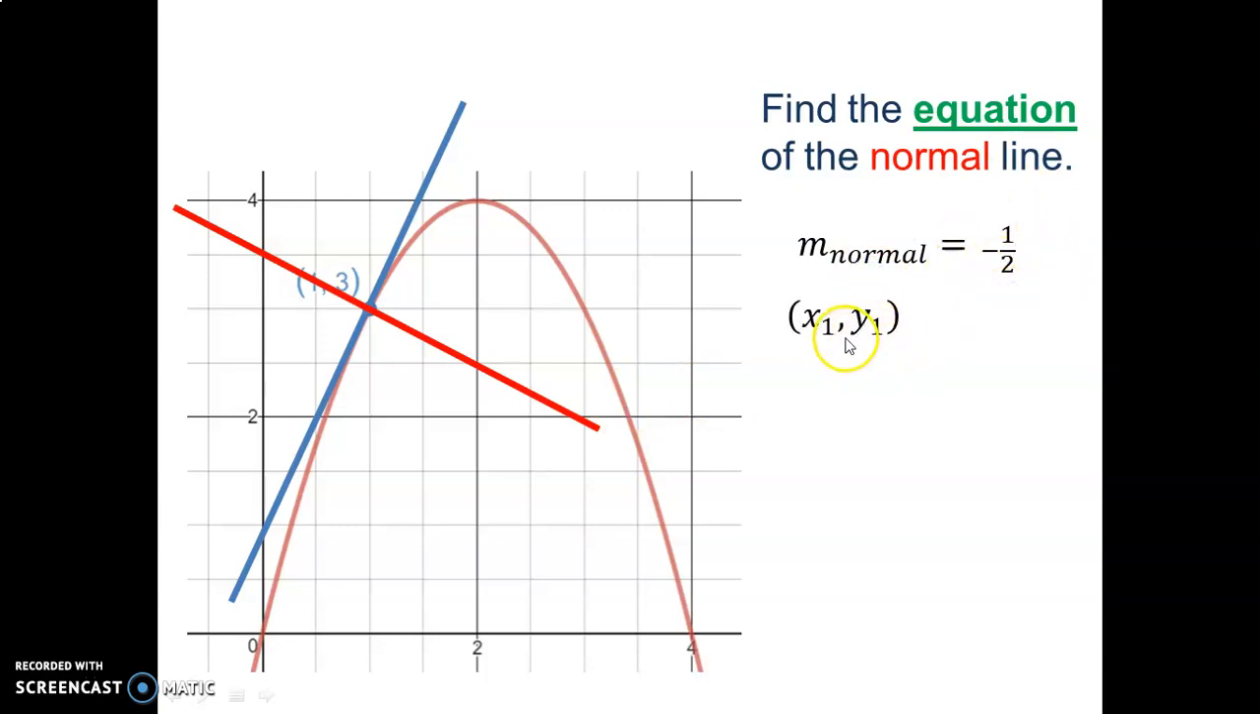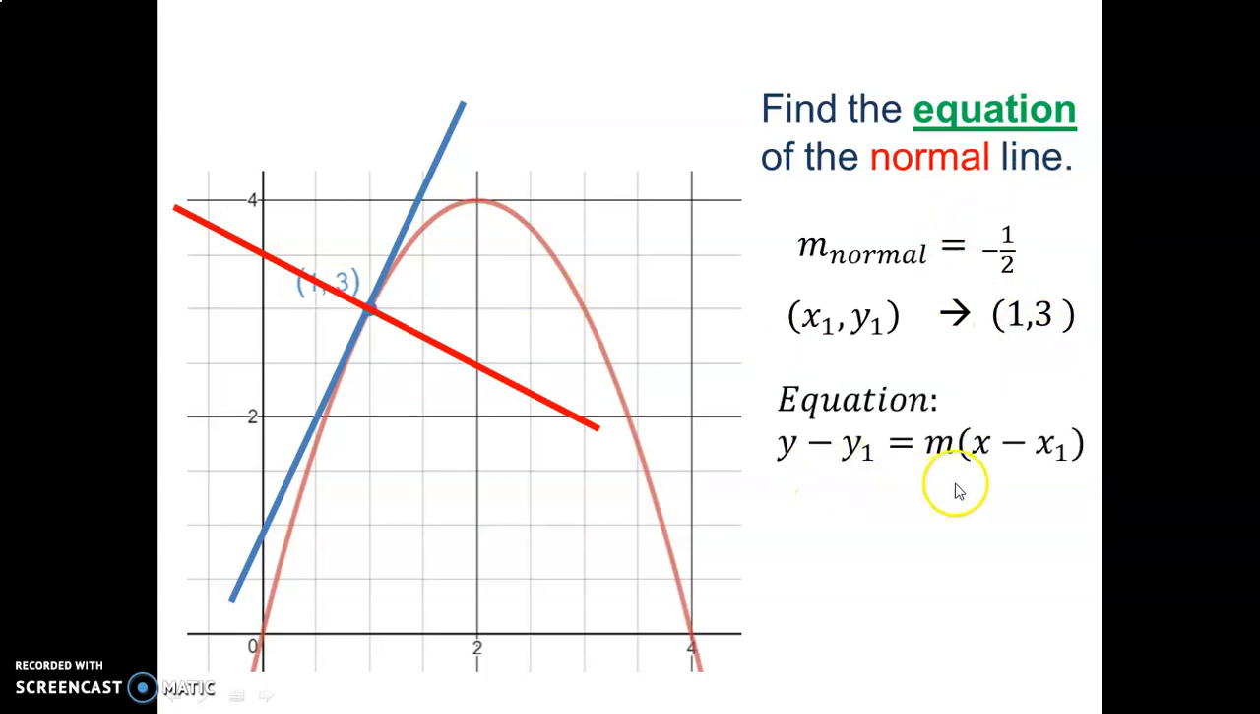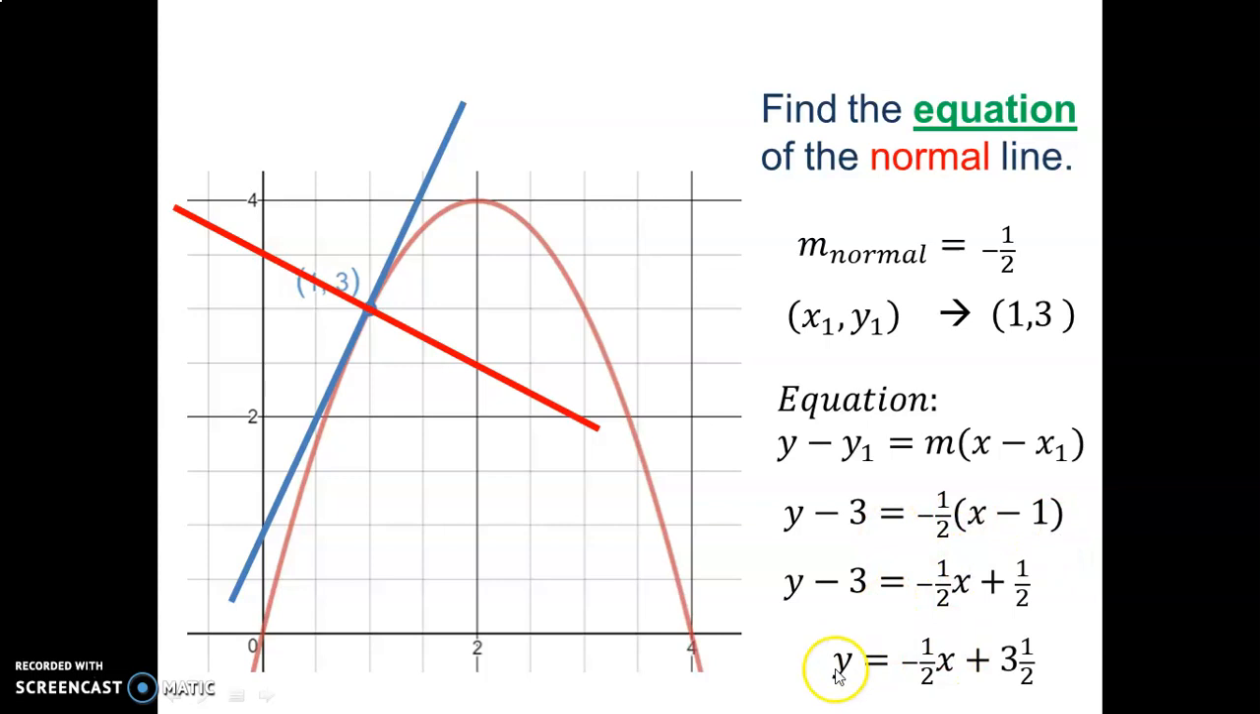And we know a point on that normal line because it's the same point here that we used for the other equation. So using that slope and that point, we can create the equation of the normal. So we use that rule for creating the equation of the line. We put 3 in there and 1 in there. Simplify a little bit, try it now, and you should get your equation of the normal.